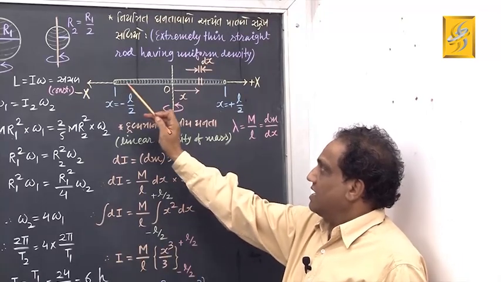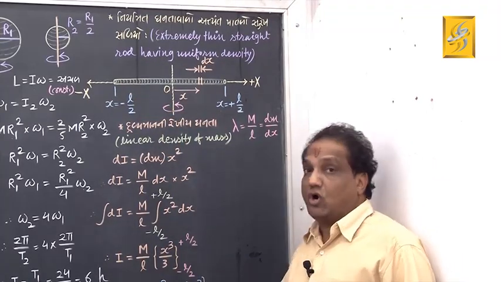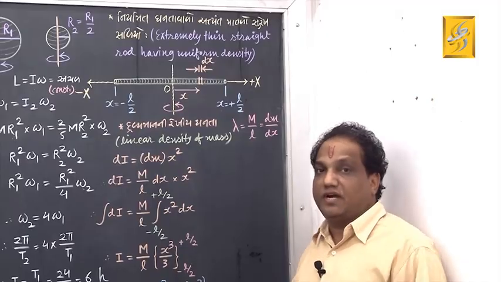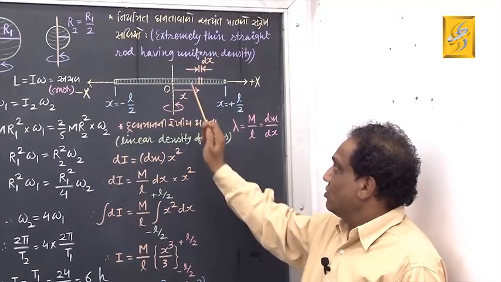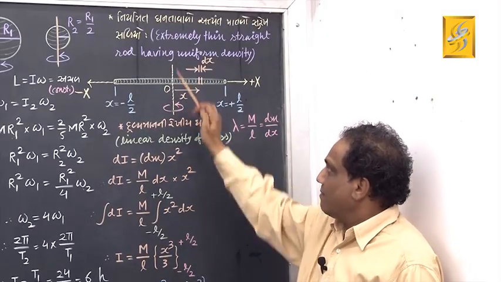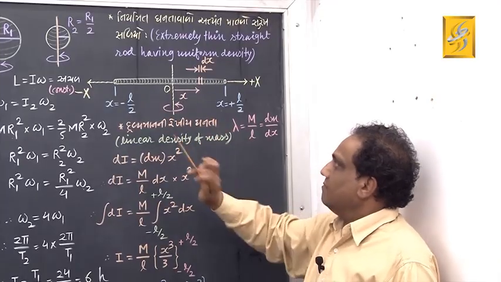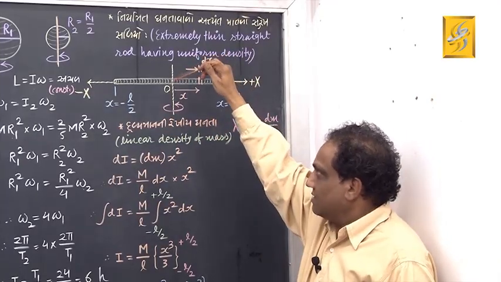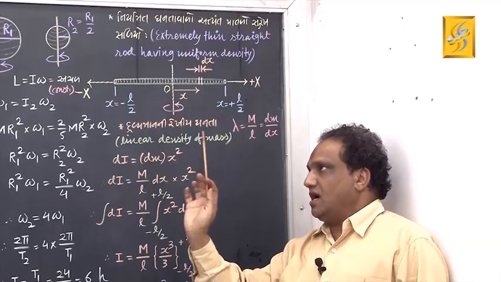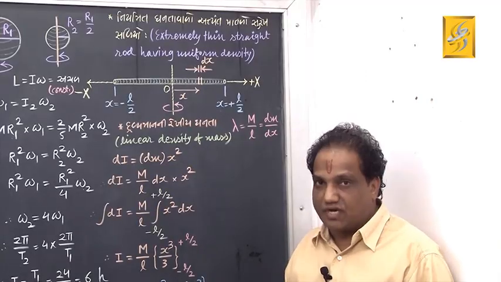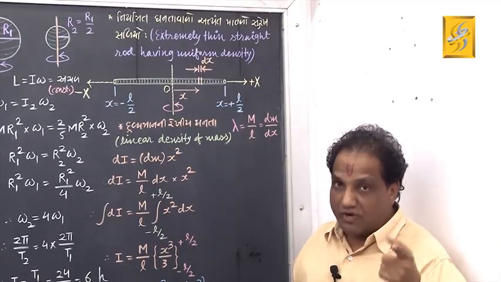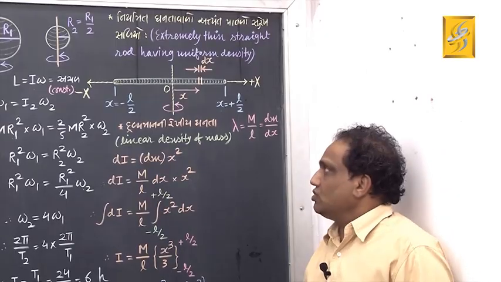We have one extremely thin straight rod having uniform linear density of mass which rotates about an axis perpendicular to its length and passing through its center. About that axis, how much is its moment of inertia? We have to derive its formula. Okay.